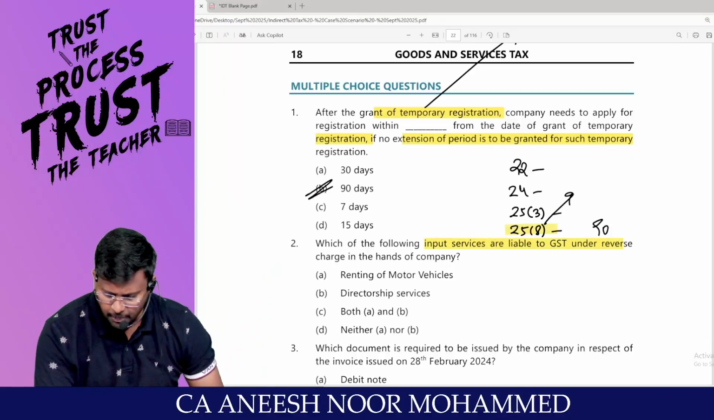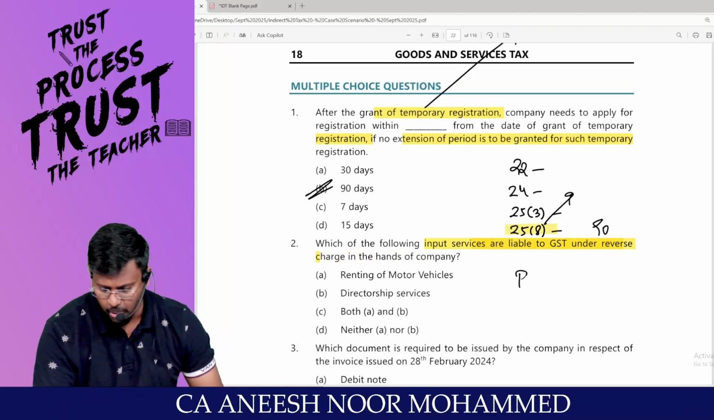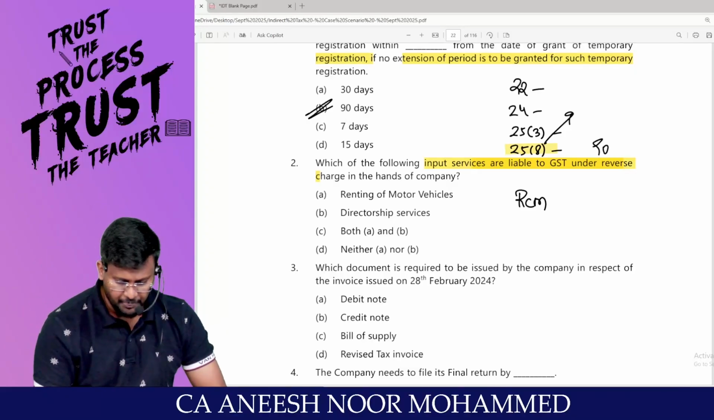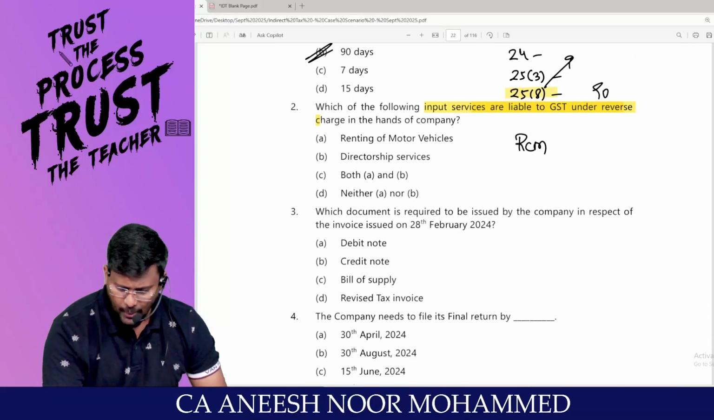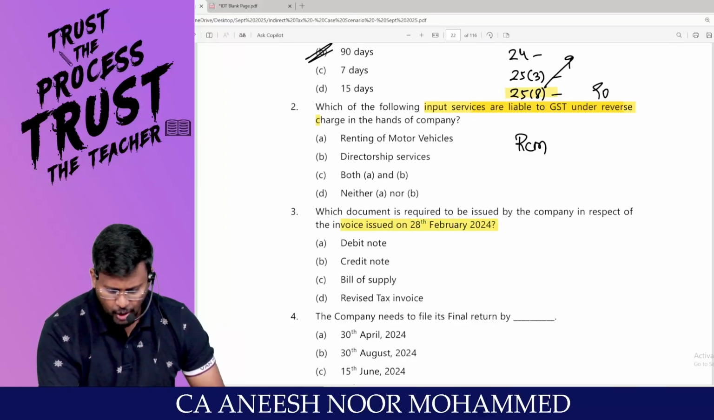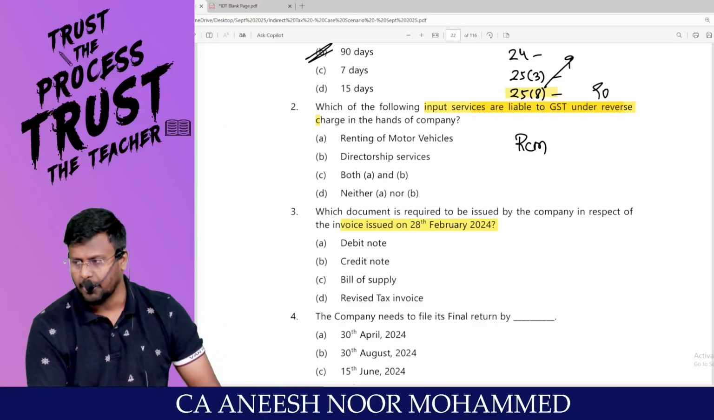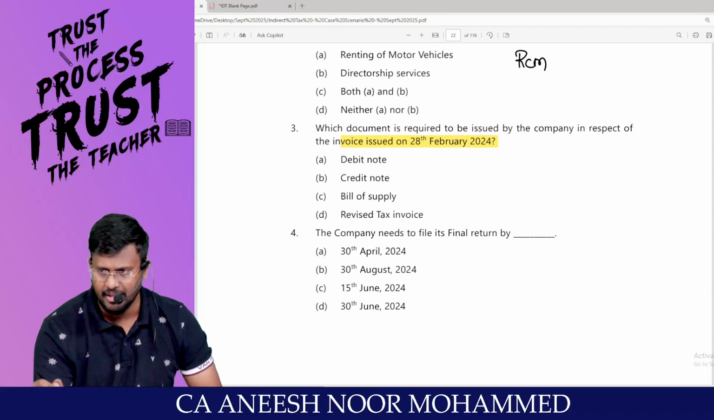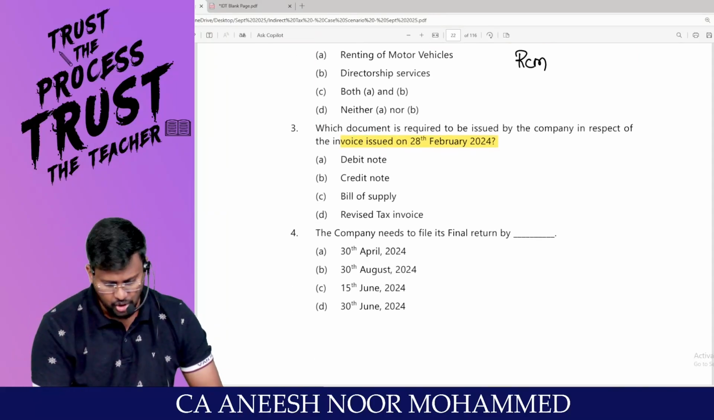Which of the following input services are liable to tax under reverse charge? So they are talking about the RCM cases. When I read the question only, I will know they are RCM cases. Right, sir? Which document is required to be issued by the company in respect of the invoice dated 28th February? That means, my dear lovable students, they are asking which document: debit note, credit note, or bill of supply? Tax invoice, debit note, credit note chapter.